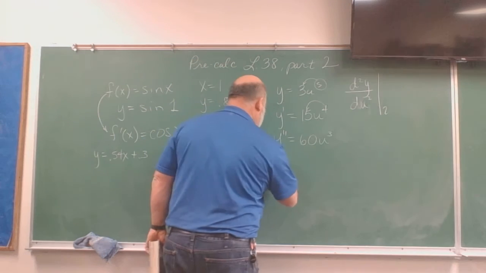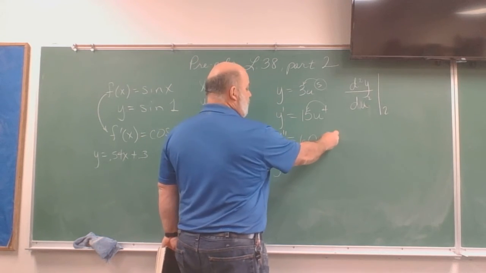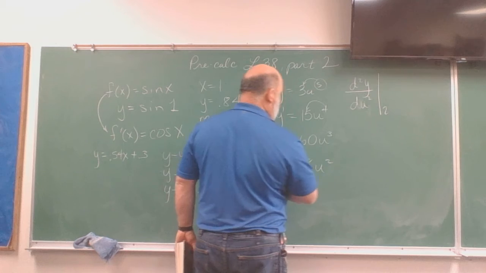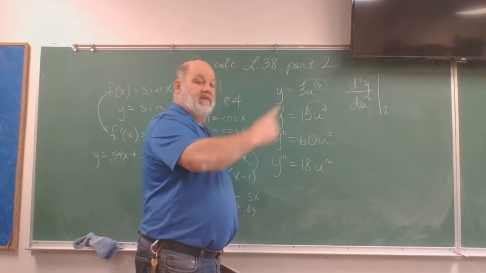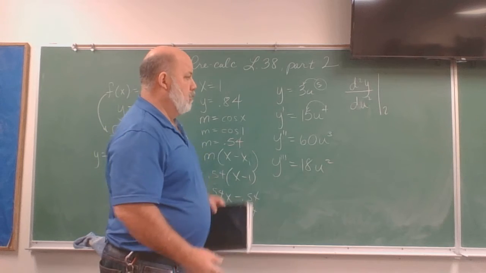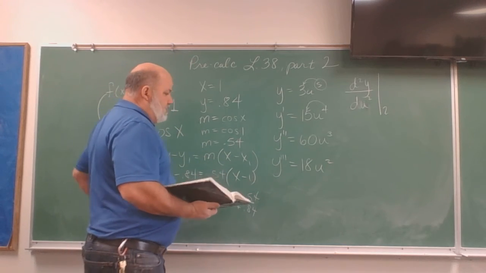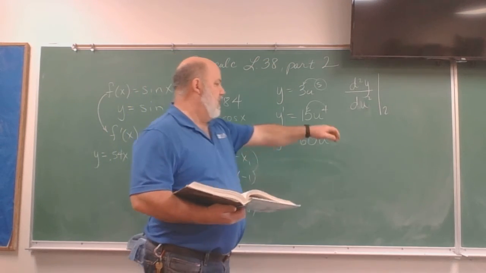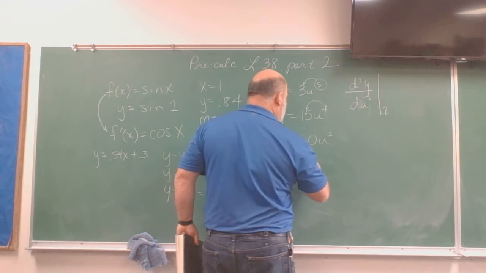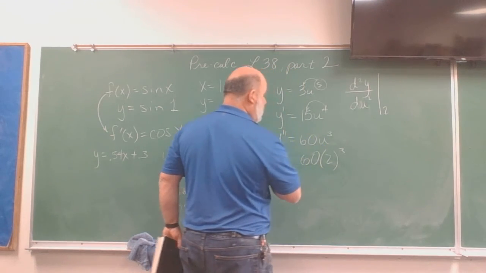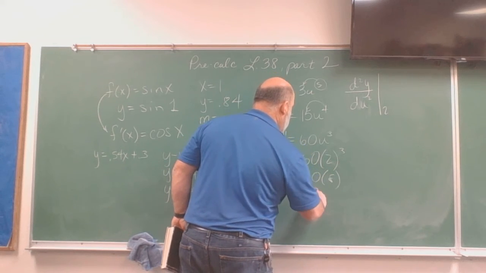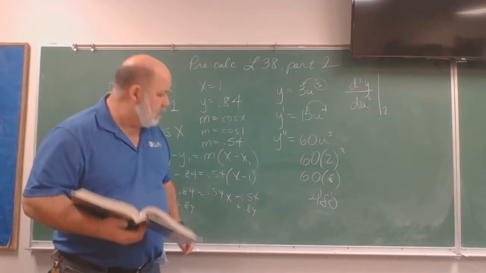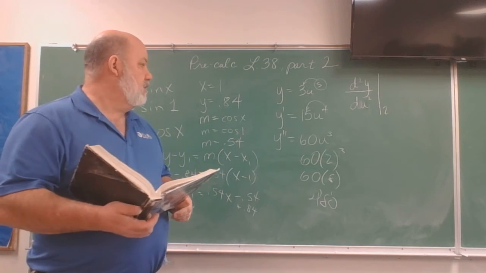They could have asked us for the third derivative. The 3 comes to the front, gives me 180u squared. They could ask us for the fourth derivative and even the fifth derivative. We won't go there. So this third derivative is irrelevant. They wanted the second derivative and plug in the number 2. Okay, so we've got 60 times 2 cubed. That's 60 times 8. That is 480. The second derivative.